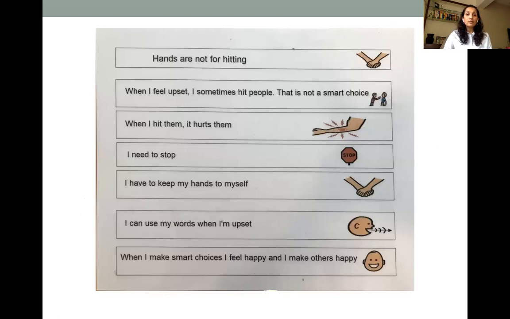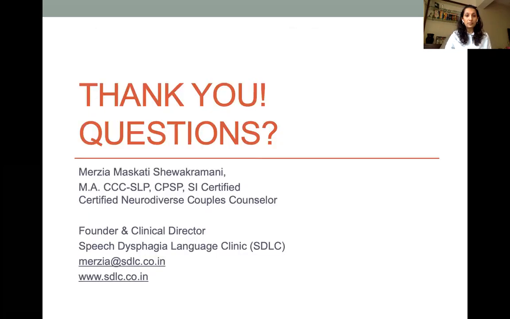This is an example of a social story that hands are not for hitting, right? When you feel upset, I sometimes hit people. That's not a smart choice. When I hit them, it hurts them. I need to stop. I have to keep my hands to myself, and I can use my words when I'm upset. So you're giving an alternative behavior. When I make smart choices, I feel happy and I make others happy.